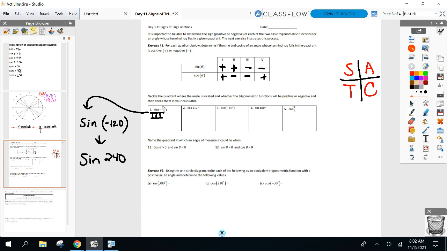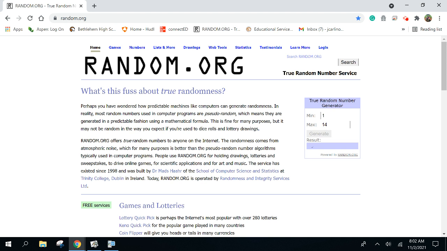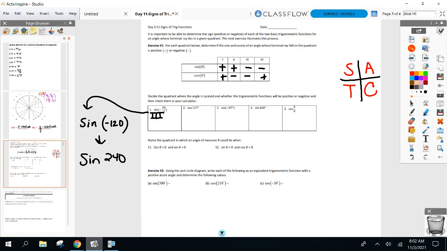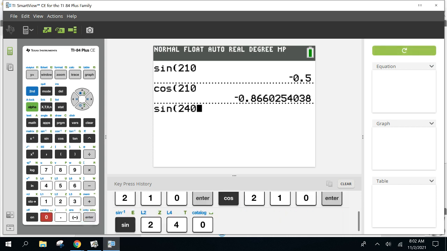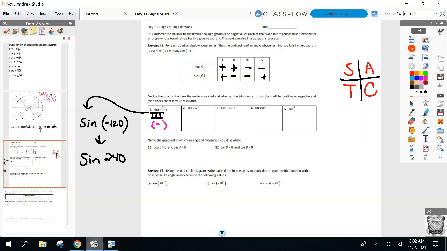What do you know about sine in quadrant 3? Positive or negative? Well, so sine's negative. There you go. And you can check it on your calculator too. If you're unsure, sine of 240. Negative. Done. All right.